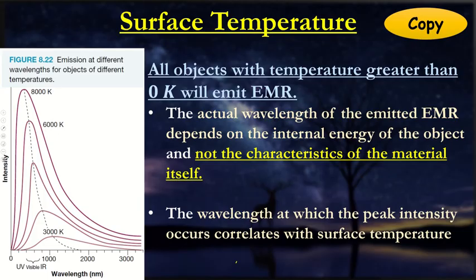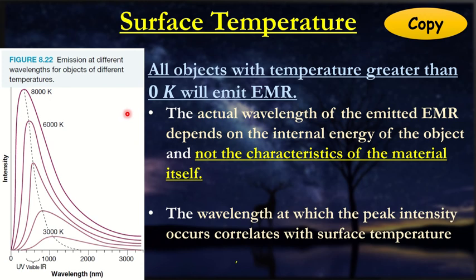Let me just get my laser pointer back. So all objects with temperature greater than 0 Kelvin will emit electromagnetic radiation. Same with you and me. The human body is roughly around 30 to 37 degrees Celsius. We don't emit visible light, which is a good thing because we're not glowing as we walk, but we do emit infrared radiation. That's how you kind of feel body heat from a person. It's because of the radiation they're emitting.